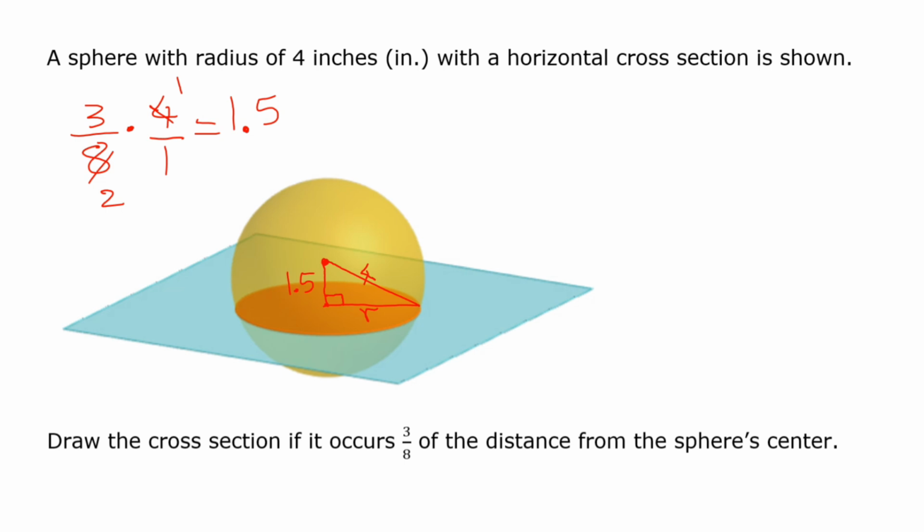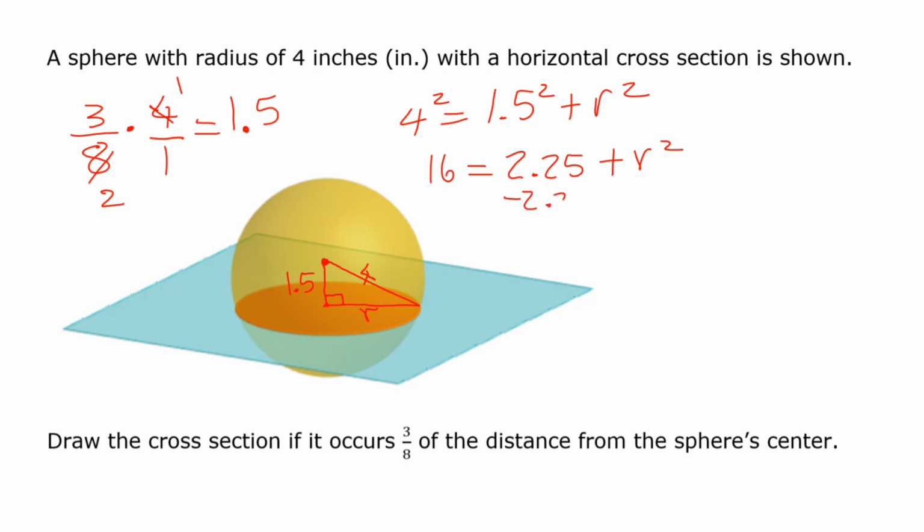Now we're going to be using the Pythagorean theorem to find R. Remember the longest side squared, which is going to be 4 squared, is equal to 1.5 squared plus R squared. 4 squared is 16. 1.5 squared, that's 2.25, plus R squared. Let us subtract 2.25 from both sides so that we can isolate our R squared. So we're left with 13.75 on the left, and this is going to land us with R squared.